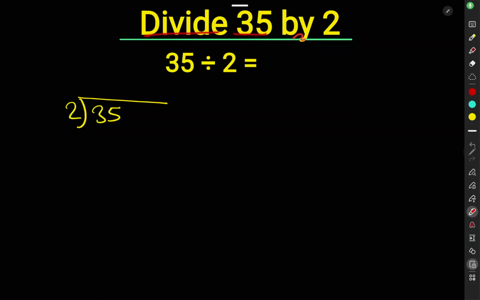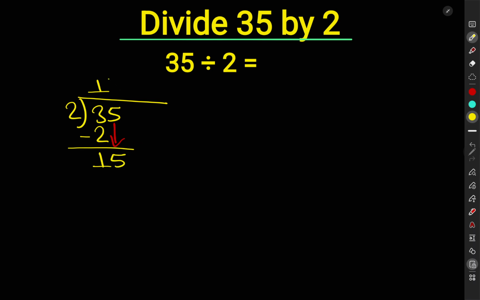Divide 35 by 2. So here we divide 35 by 2 in a long division method. So 2 times 1 means 2. On subtracting we get 1. So now this 1 is less than 2, so we put down the number 5.